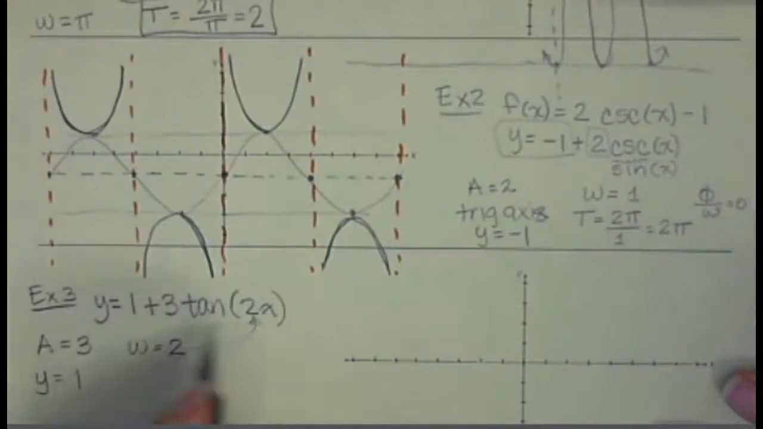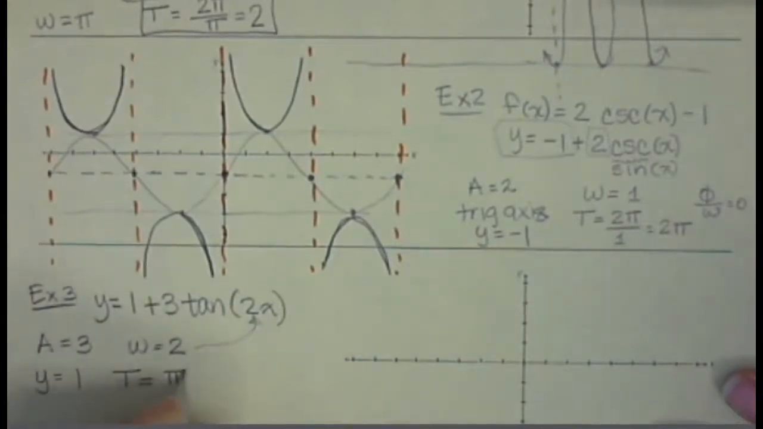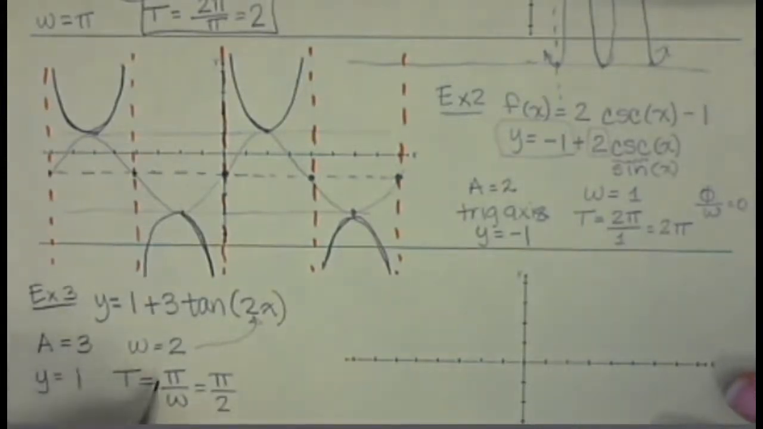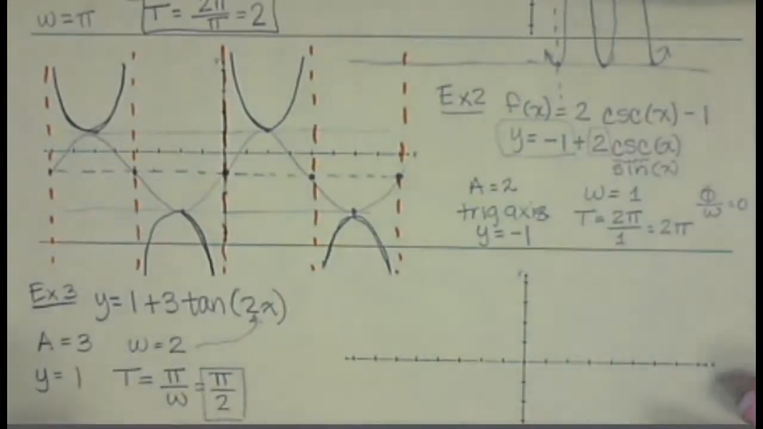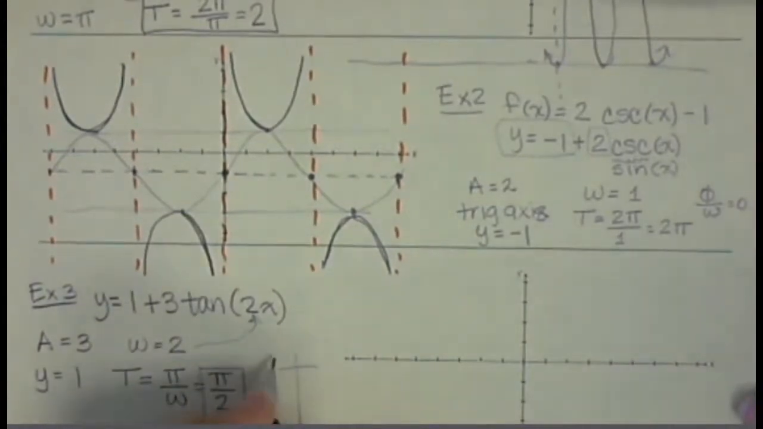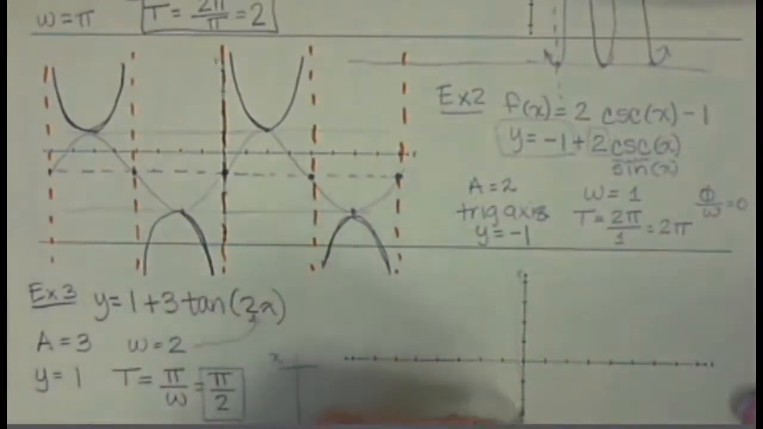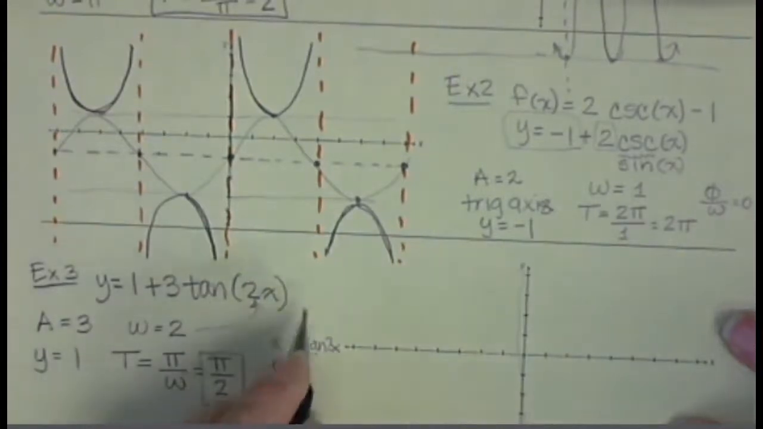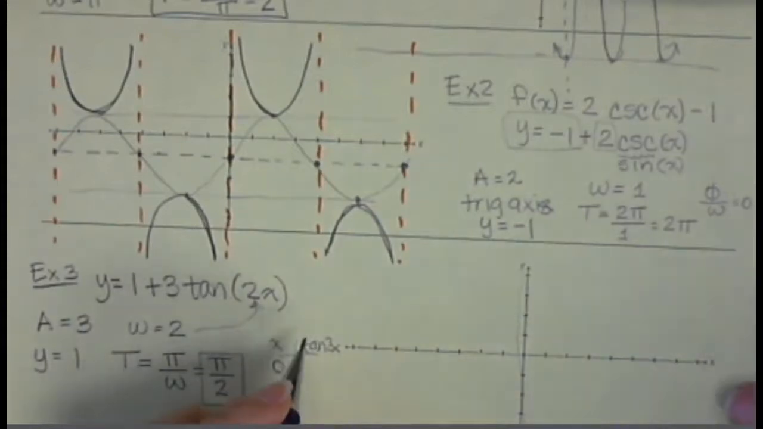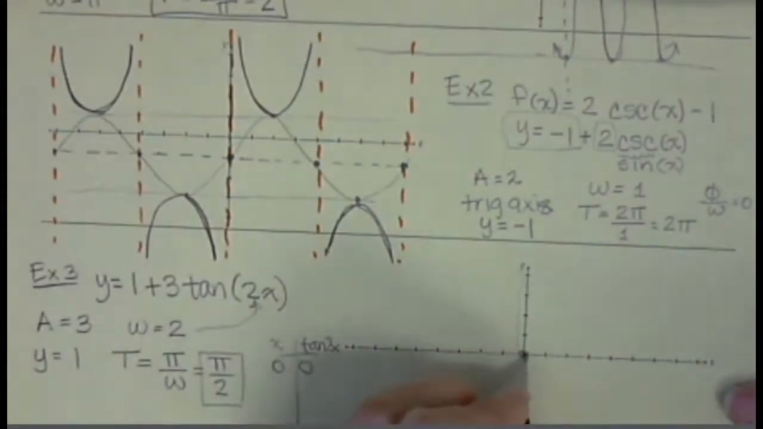That's omega, our frequency. We can find our period by doing pi over omega, or pi over 2. Remember that we don't use 2 pi if it's tangent or cotangent. We use pi. So we know that it takes pi over 2 in order for it to start repeating itself. So let's see some points. We don't have a shift left and right, so it's going to start as if it was a regular tan graph. We're going to do tan of 2x. So if we put in 0, tan of 2 times 0 is still tan of 0, which is 0. So we're going to start here.